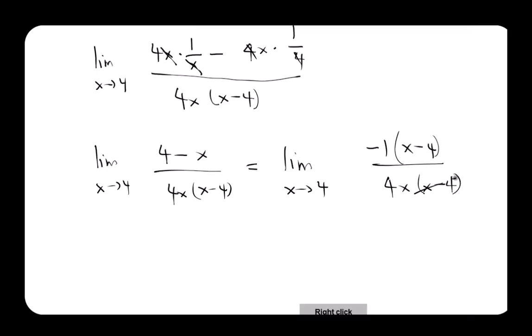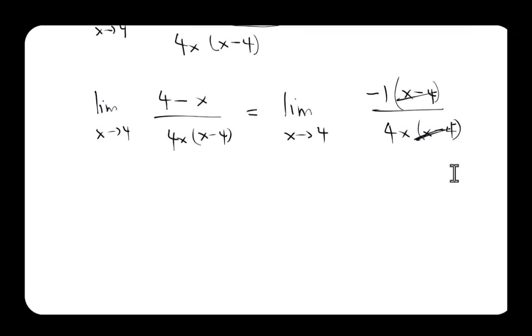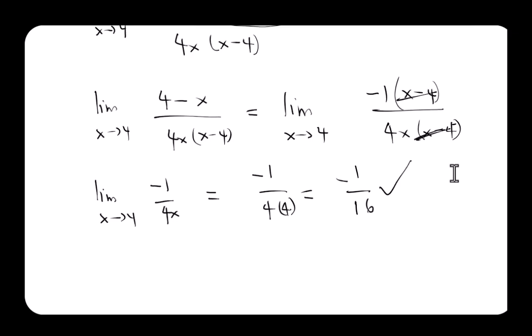Now x minus 4 over here can take away x minus 4 over here, and then when we do that, our function reduces to limit as x approaches 4 of negative 1 over 4x. Now we can go ahead and do the direct substitution, and we have negative 1 over 4 multiplying 4, and that's going to give us negative 1 over 16. And that's the right answer. Now let's consider this other example also.